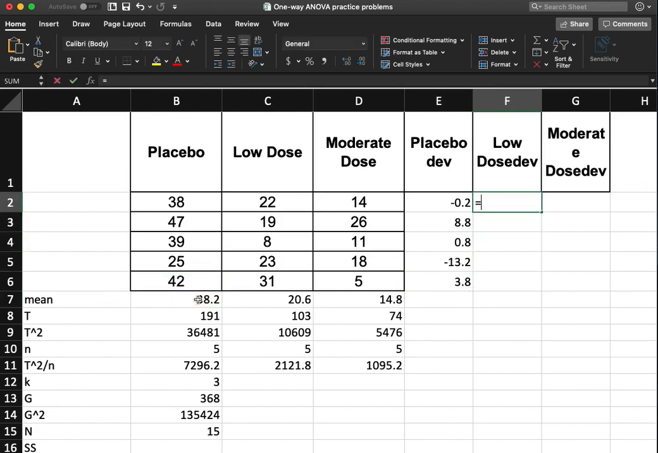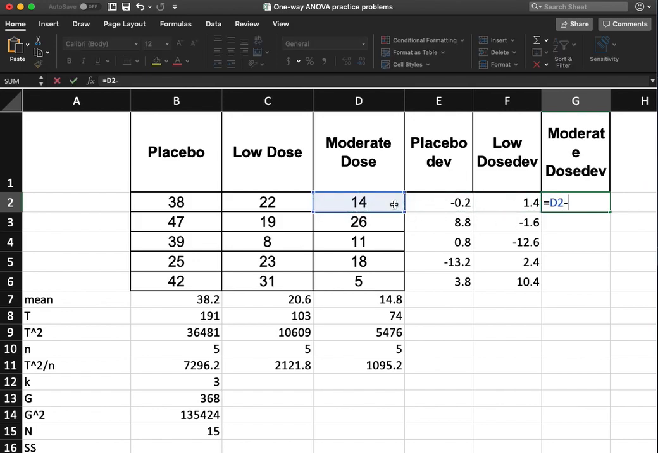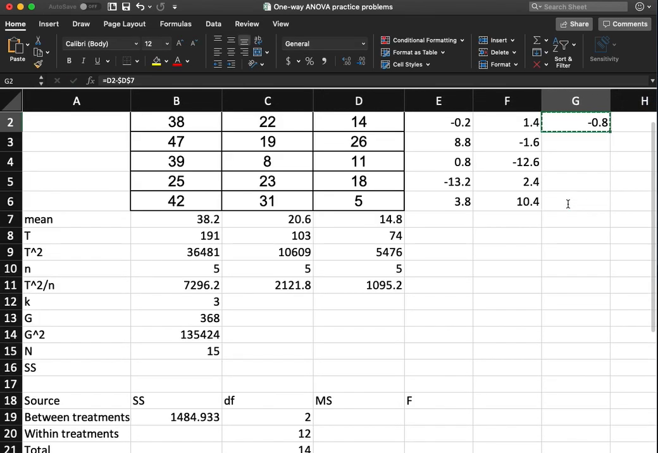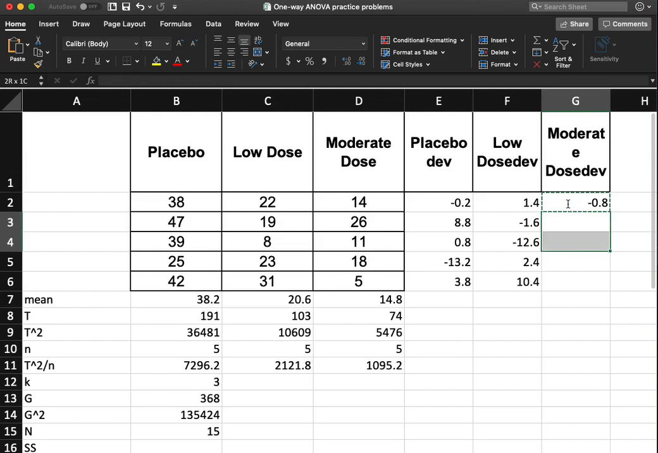You can't paste it into here because you want to subtract from the low dose score the low dose mean. Hold that constant, copy and paste, and we'll do the same thing for the moderate dose. Moderate dose score minus the moderate dose mean. Hold that mean constant. Oopsies. And there we've got deviations.